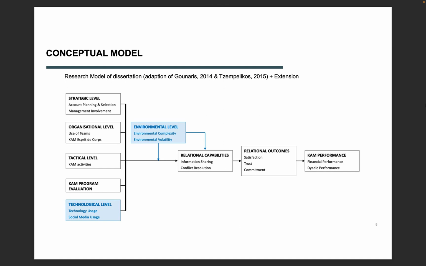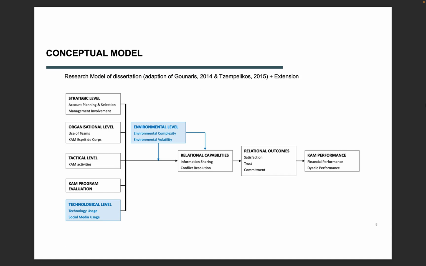So coming to my conceptual model, this is basically the research model of Gunaris from 2014 and Tembelikos of 2015 that I've adapted and made some extensions. Basically, as you can see, we have on the left side the key account management practices that are having an impact on relational capabilities, leading to relational outcomes, and in the end to key account management performance.